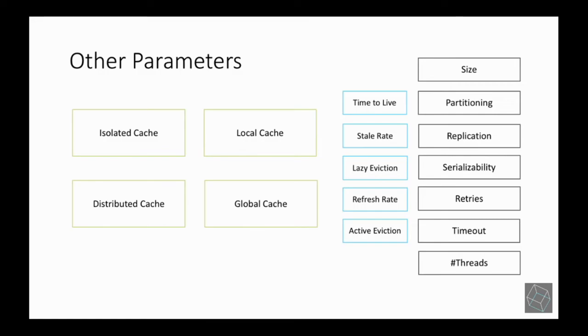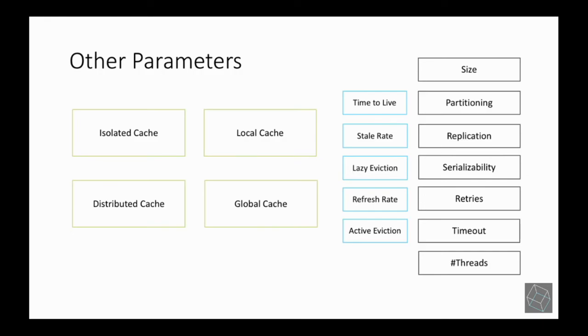So let's say if you have used distributed cache, then things like partitioning, replication, serializability, retries, timeout become much more important. Whereas if you are using isolated cache, then serializability becomes a little bit less important because your cache is part of your application. So you will have access to your data structure and your domain objects within the state of the application itself. But there are a few properties like time to live, lazy evictions, refresh rate, which are very, very important because the cache has data which gets stale from time to time, and the stale rate decides when that data gets stale and when you need to prefetch the data and put it back into the cache.